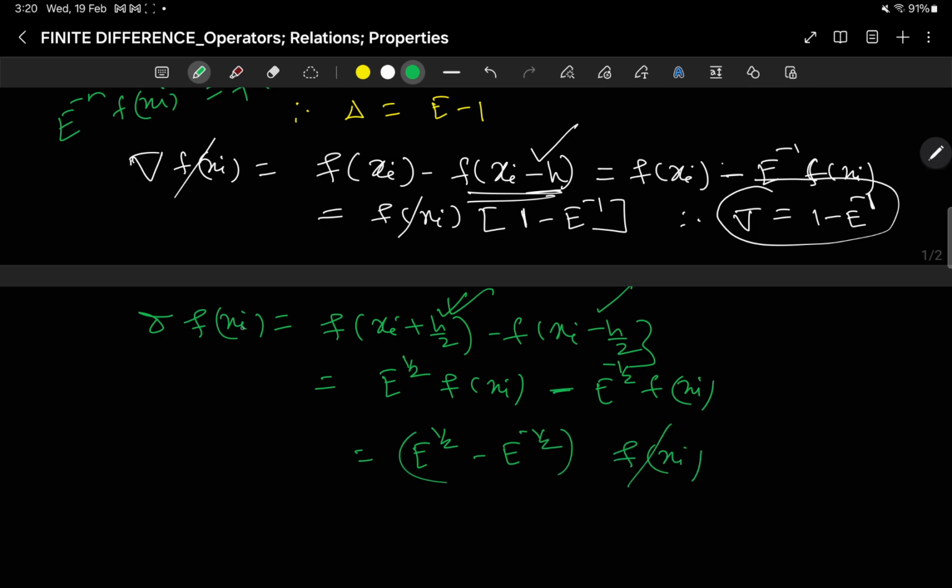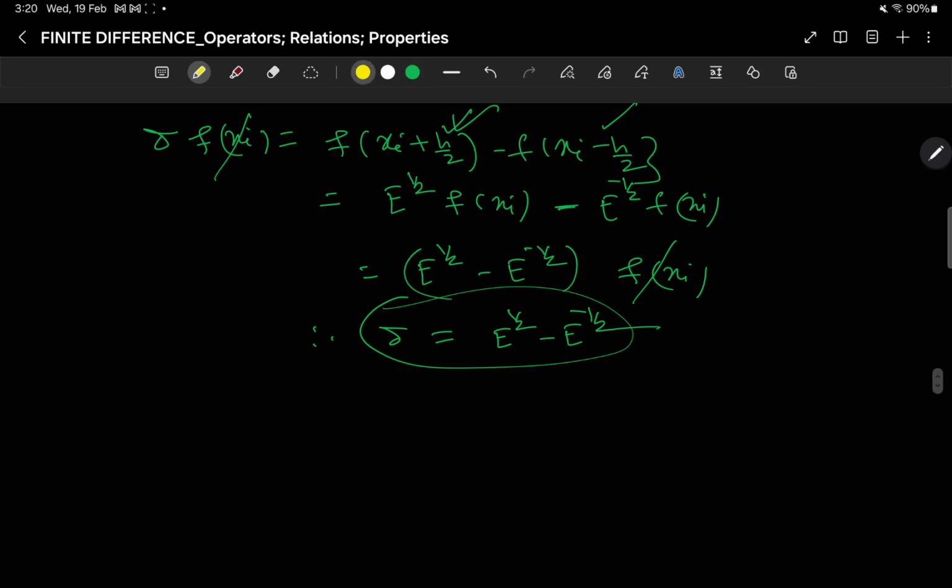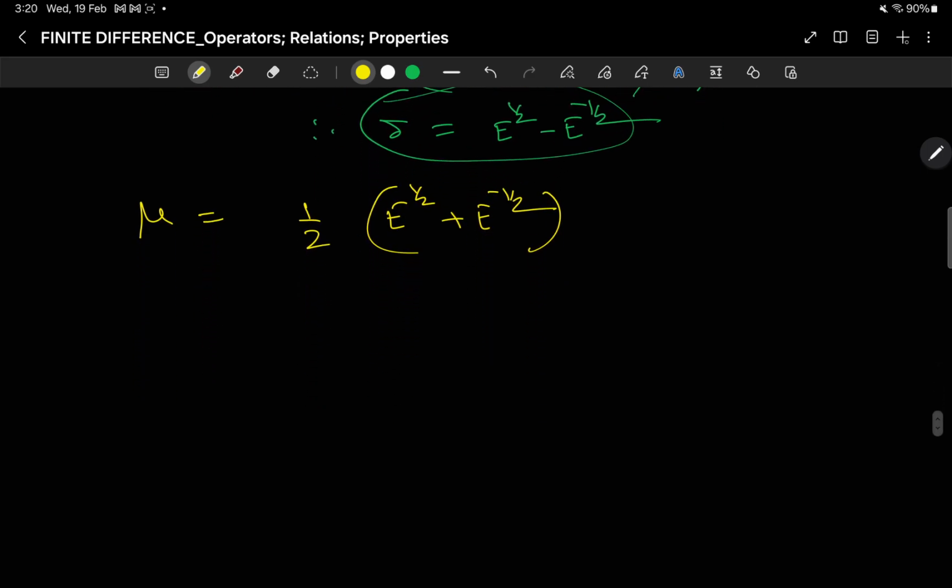So fxi cancels. Therefore your delta is equal to E to the power half minus E to the power minus half. And similarly here mu will be equal to half into E to the power half plus E to the power minus half. These are clear cut from the definition itself. Now coming to some more relations.